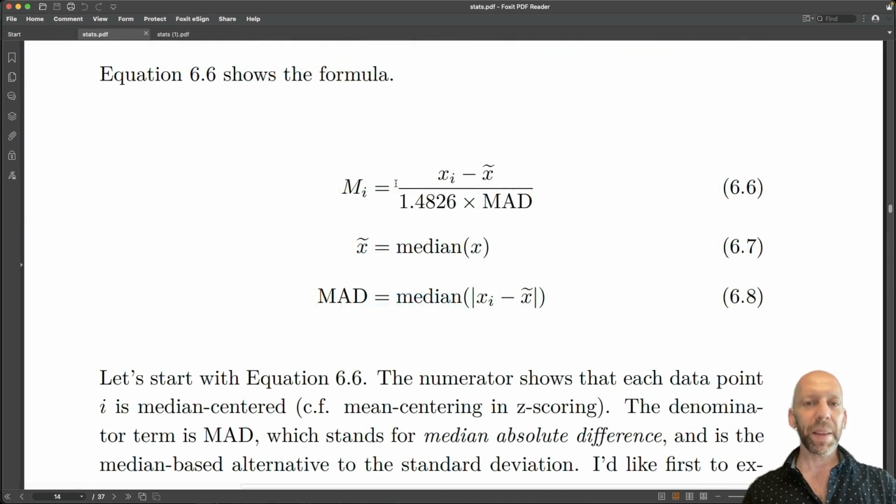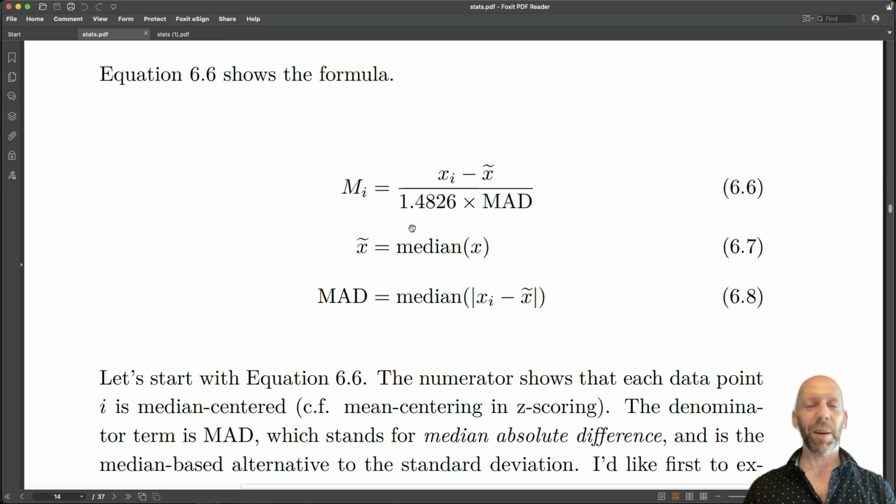Okay, so here we have the equations. This is the raw MAD or the unscaled median absolute difference. It's just the median of all the absolute values of the divergences between each data point and the data set median. So it's kind of like the standard deviation, but it's a non-parametric median-based alternative to the standard deviation. Okay, and then here we have the scaled MAD. So basically you just multiply MAD by 1.4826.